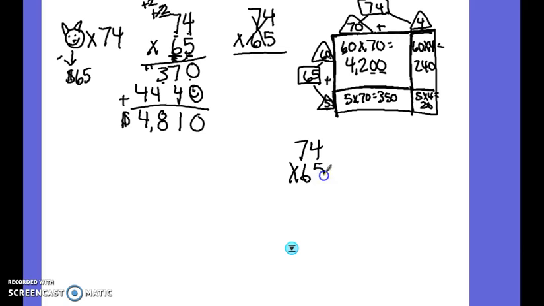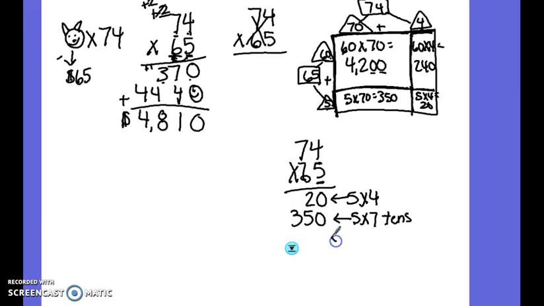So 74 times 65. Just like I did with the partial products for 3 or 4 digits by 1 digit, I do the same thing. I start in the ones place. 5 ones times 4 ones is 20 ones. 5 ones times 7 tens. I know that 5 times 7 is 35, and 35 tens is 350. And now that I've already done this times the ones place and this times the tens place, I'm done with that 5. I'm shifting over here.